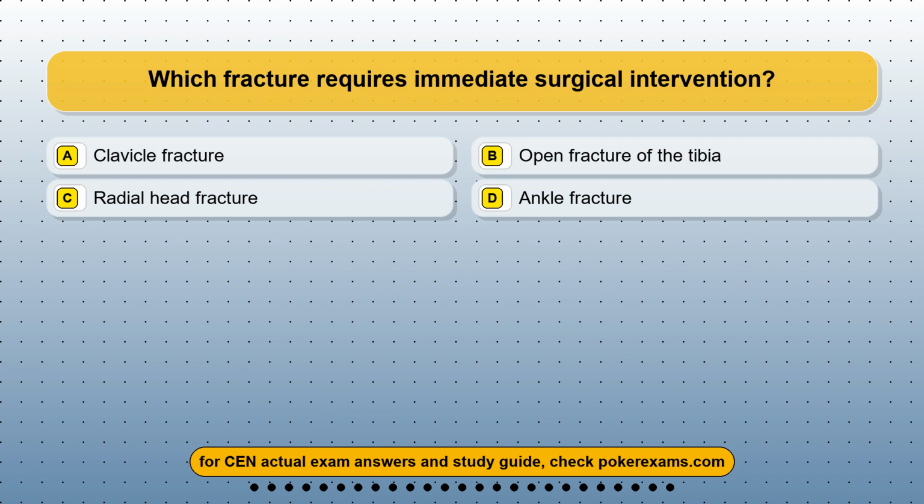Question 18. Which fracture requires immediate surgical intervention? Option A, clavicle fracture. Option B, open fracture of the tibia. Option C, radial head fracture. Option D, ankle fracture.